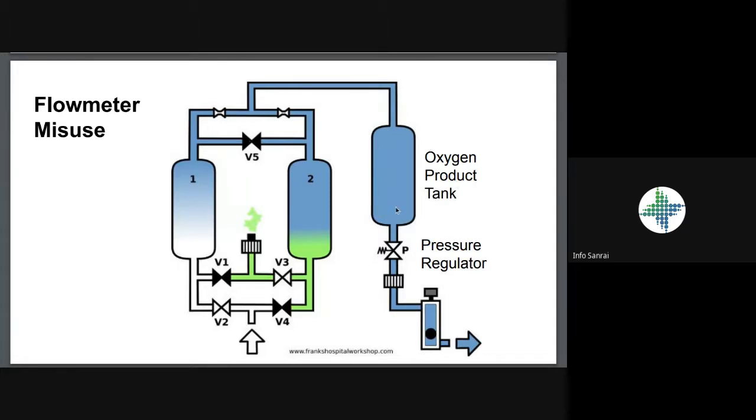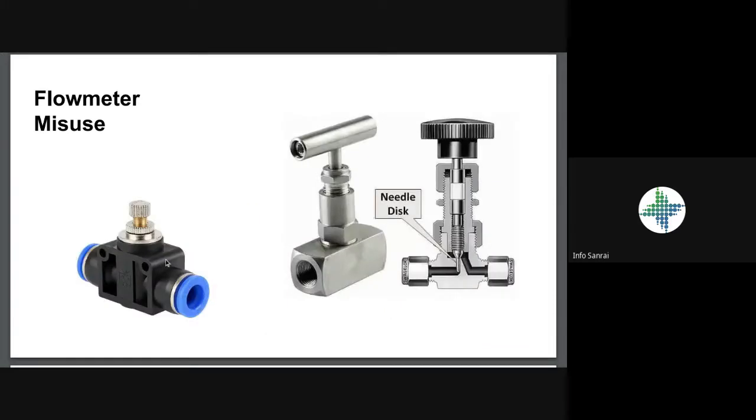We have the oxygen product tank. We have a pressure regulator to get the pressure down to something comfortable for the patient. We typically have a filter there, a small bacterial filter, and then we go to the flow meter. It's very common to use 6 millimeter outside diameter hose that connects everything from the pressure regulator to the flow meter. And if we look back at the needle valve shown here previously, particularly the one on the left, these have a 6 millimeter connection.